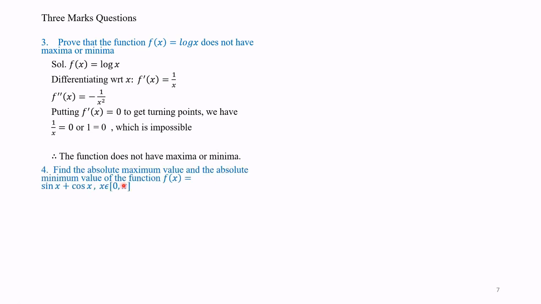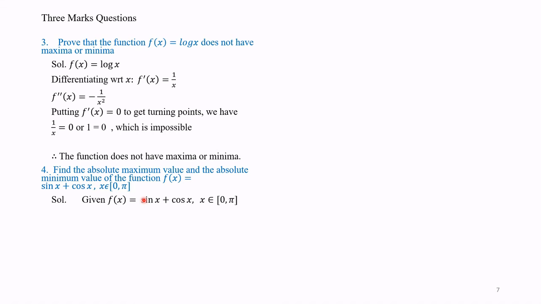Question number 4. Find the absolute maximum value and absolute minimum value of f(x) = sin x + cos x, x belonging to the interval from 0 to pi.